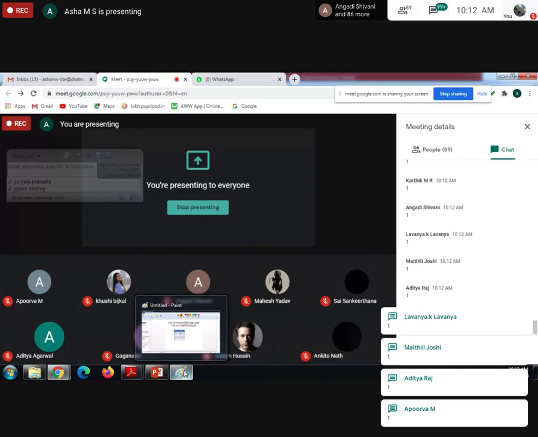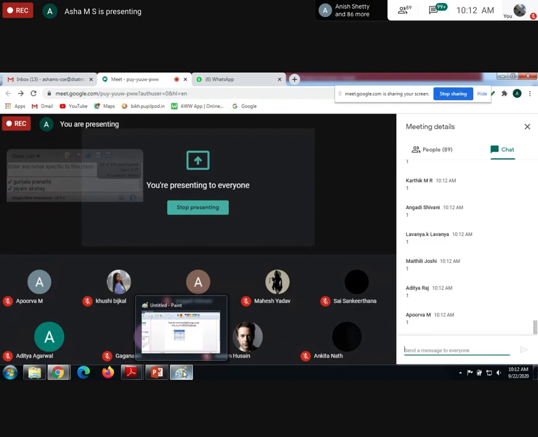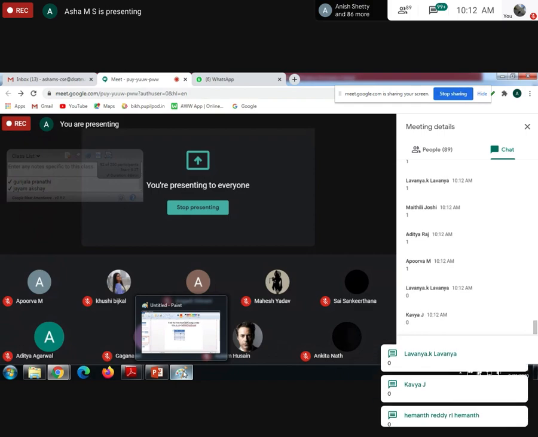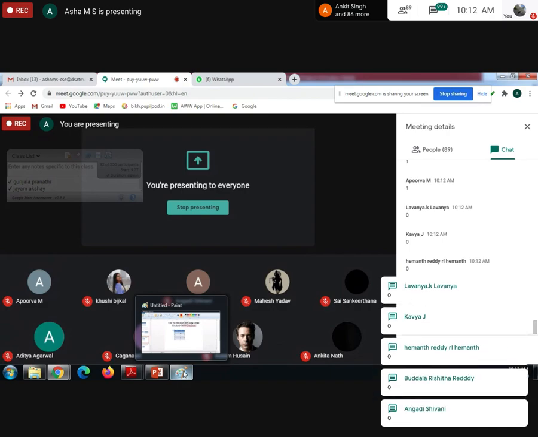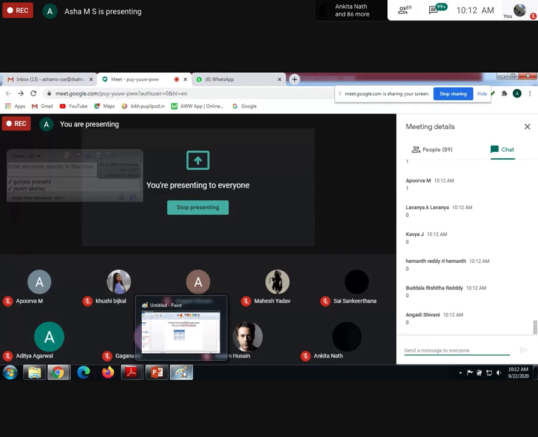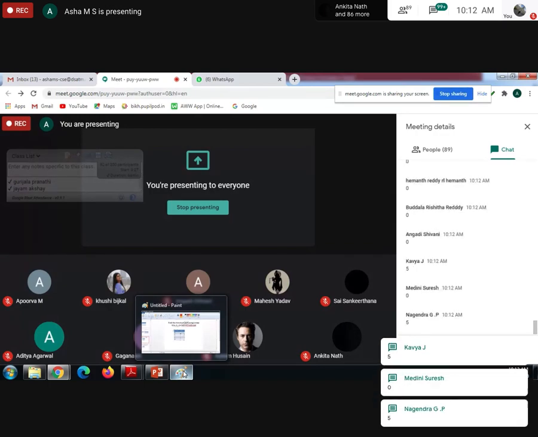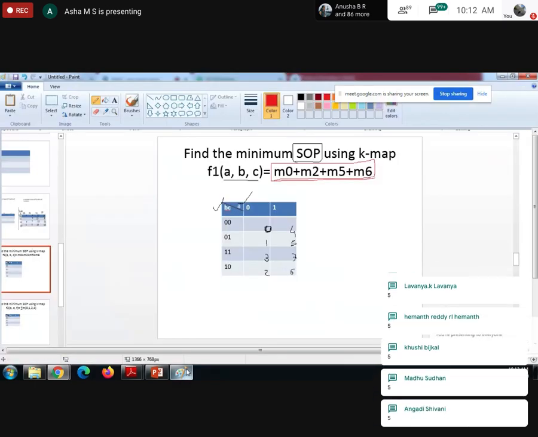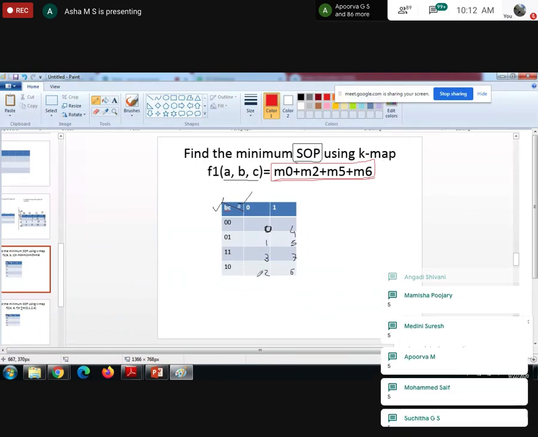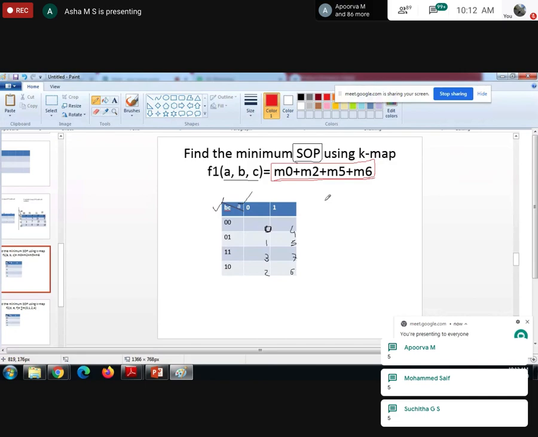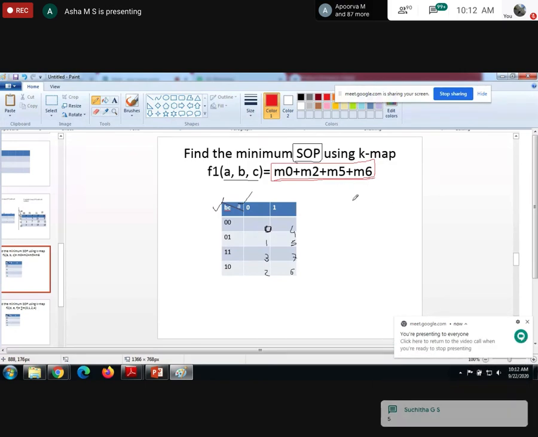Exactly. M0 is equivalent to decimal 0. Very good. M5 is equivalent to decimal 5. Now what are we going to do? In the minterm places of the K-map, I will place 1. The remaining cells will be 0 because they are not included in the function.